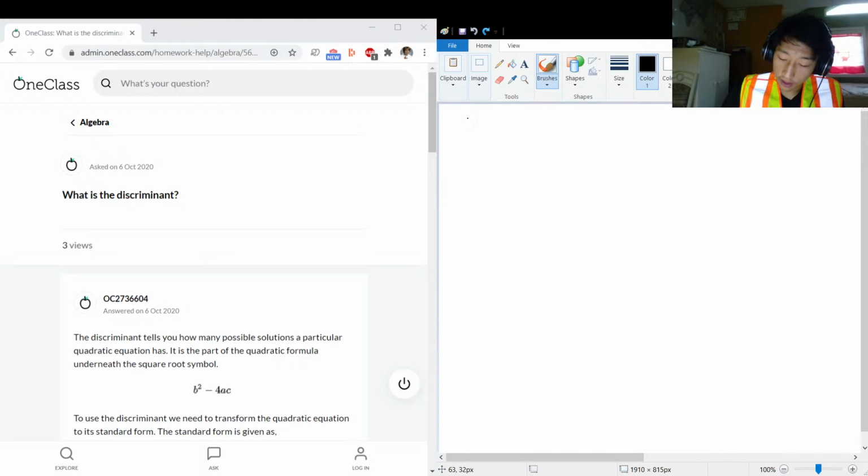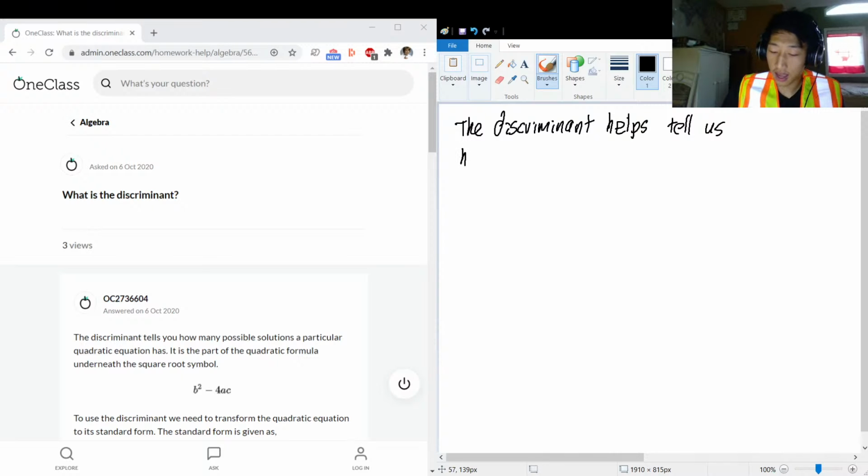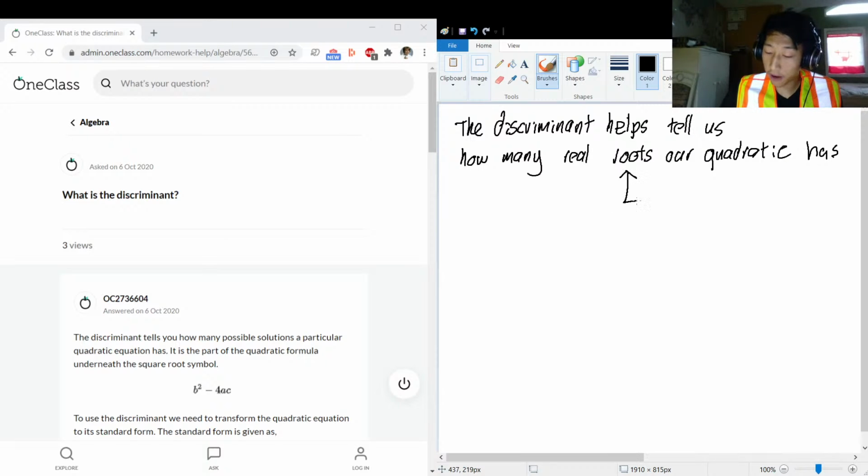Well, the discriminant helps tell us how many real roots our quadratic has. Now, to clarify what we mean by a root, that's an x-intercept.